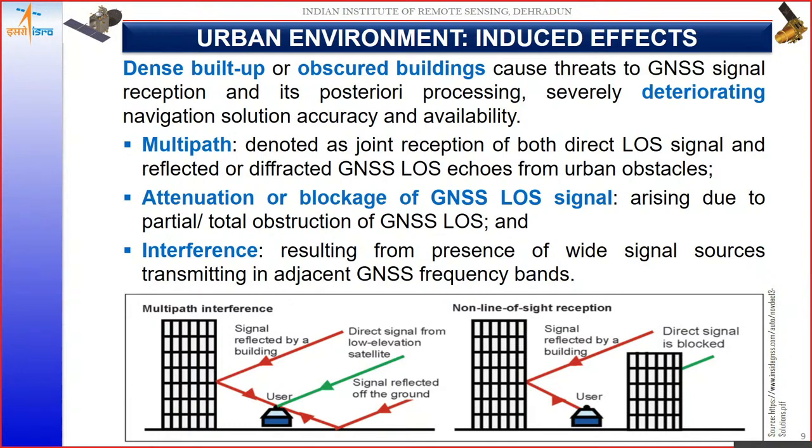Then, the presence of other signal sources prevalent in that area will also cause interference. So in urban areas, such interference, because of the presence of buildings, tall trees or other structures, causes deterioration, and that requires a mechanism so that we can improve the accuracy of the data acquired.